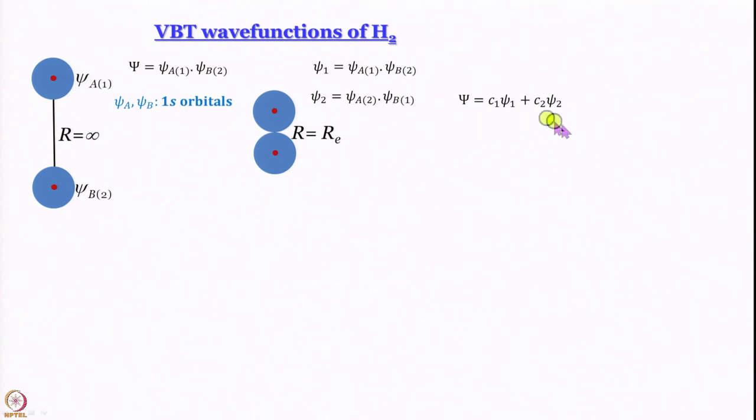We are going to evaluate C 1 and C 2 maybe in the next class, but we can actually make a sort of a guess what C 1 and C 2 could be if we do not worry about normalization of psi. Can you think what I expect the ratio of the magnitude of C 1 and magnitude of C 2 to be? Please think about it, we are going to come to that eventually. Right. So, this is my wave function to start with. This wave function was proposed by Heitler and London, and so this is called the Heitler-London wave function.